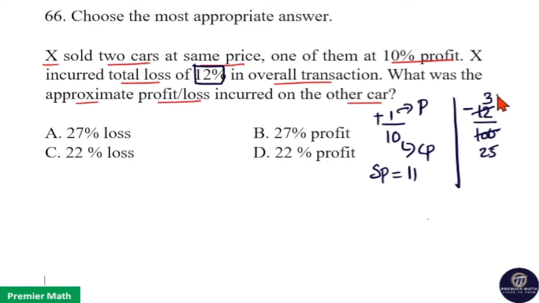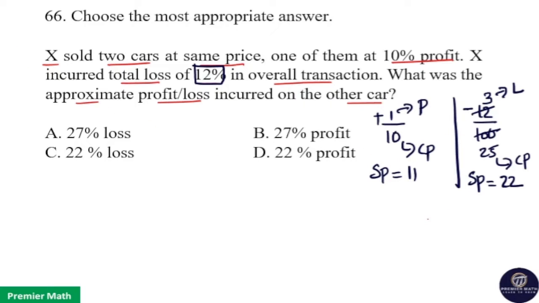So here 3 part is the loss and 25 part is the cost price. Now sell price is equal to cost price minus loss, because this is loss. So cost price minus loss is sell price, which is equal to 25 minus 3, 22 parts.